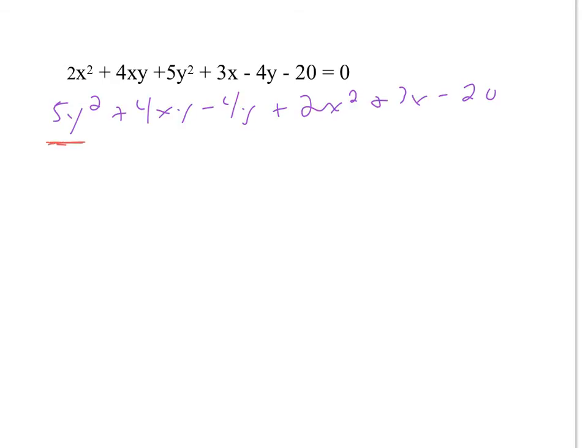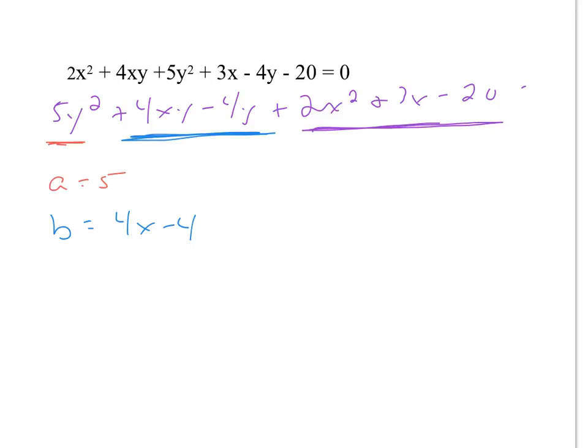Y squared is our only y squared term, so a is equal to 5. Our b term is the y terms. I have 2 of them. If I factor out the y, I basically have y times 4x minus 4, which means b is equal to 4x minus 4. And c is going to be all my non-y terms, and this, of course, equals 0. All of my non-y terms, so c is equal to 2x squared plus 3x minus 20.